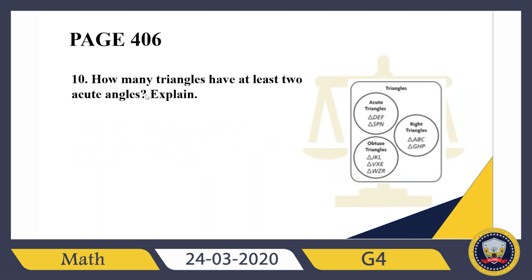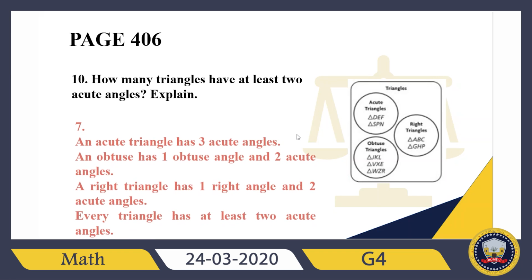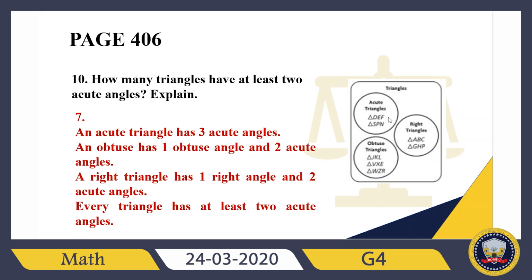Okay, good job. Let's read question 10 together. It's asking how many triangles have at least 2 acute angles. Like we already said, an acute triangle has 3 acute angles. So it's asking for at least 2. These 2 triangles include 3 acute angles. What about right triangles? Right triangles have 1 right angle and 2 acute angles. And I know an obtuse triangle has 1 obtuse angle and 2 acute angles. In this situation, all of these triangles have at least 2 acute angles.